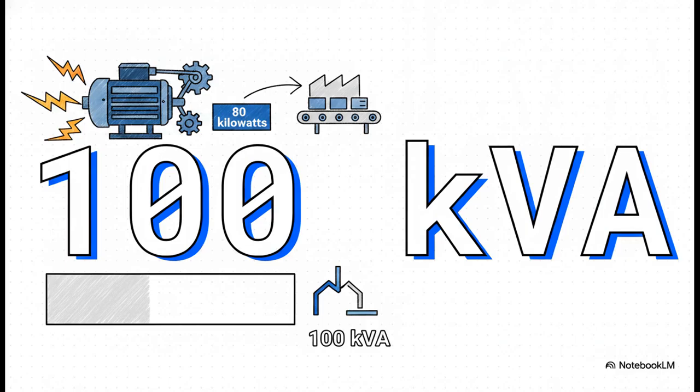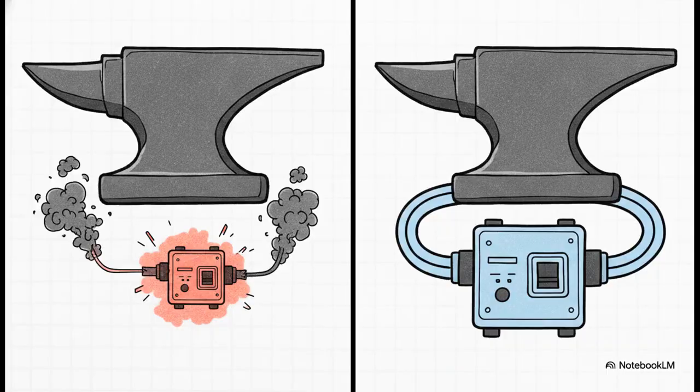But seriously, think about that for a second. The actual muscle the motor provides to your process is only 80 kilowatts. But because of that 0.8 power factor, the system has to draw a total apparent power of 100 kVA. That is a massive jump from the active power number, and it really puts the inefficiency of a poor power factor into perspective. Now, why does this 100 kVA jump matter so much to us as electrical designers?